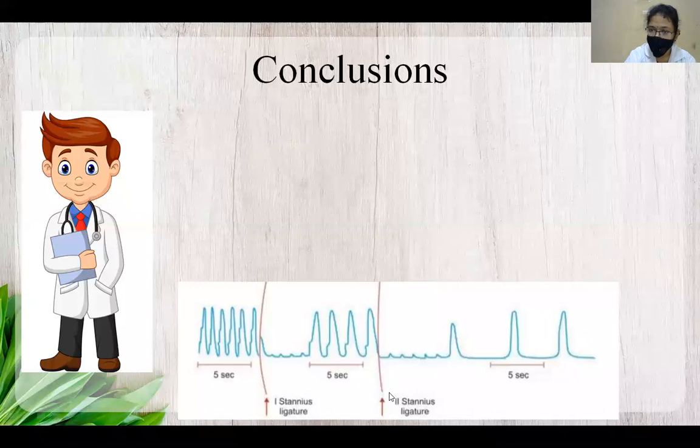Again, you tie a second sinus ligature at the atrioventricular junction, the heart becomes quiescent, and the ventricles start having their contractions. So this is a very, very important thing.